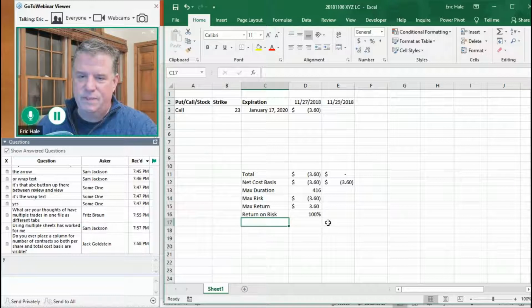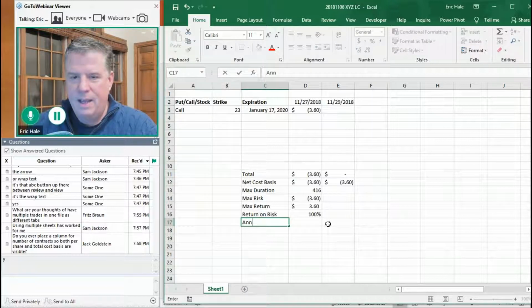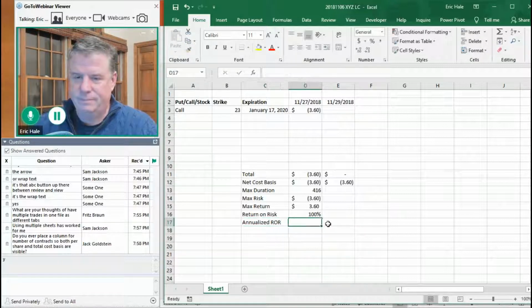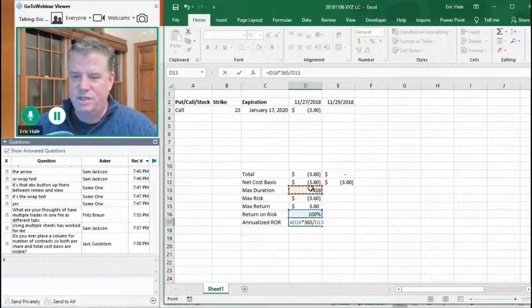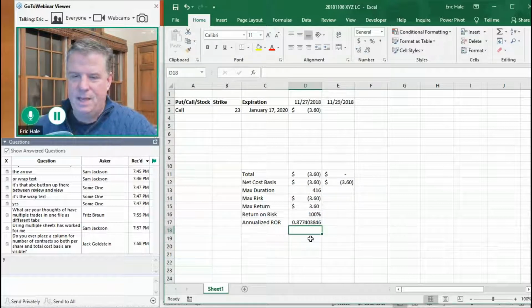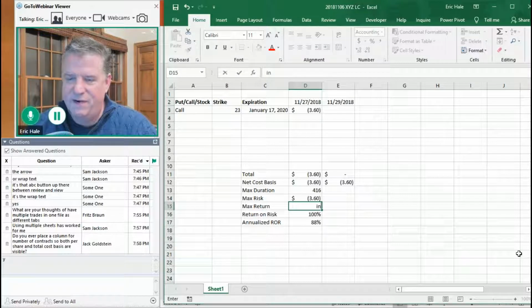So the return on risk, and then there's annualized ROR. And that is calculated as taking the return on risk times 365 divided by the duration of the trade. And again, that should be a percentage. So we'd be making 88% if that was our max return. But it's not, it's infinite.